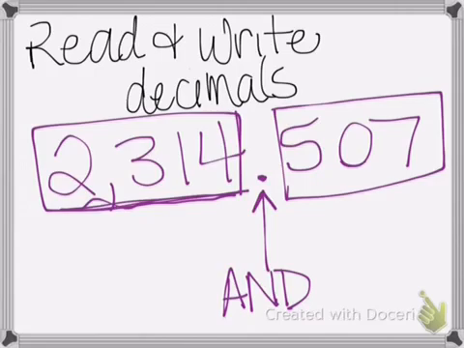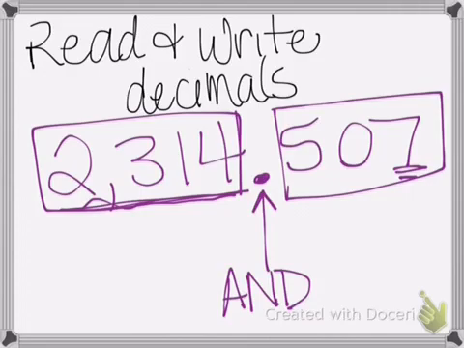So this would be 2,314 and 507, and the last thing you would have to say is the name of the last place value. So this would be 507 thousandths. If you had, let me switch colors here.